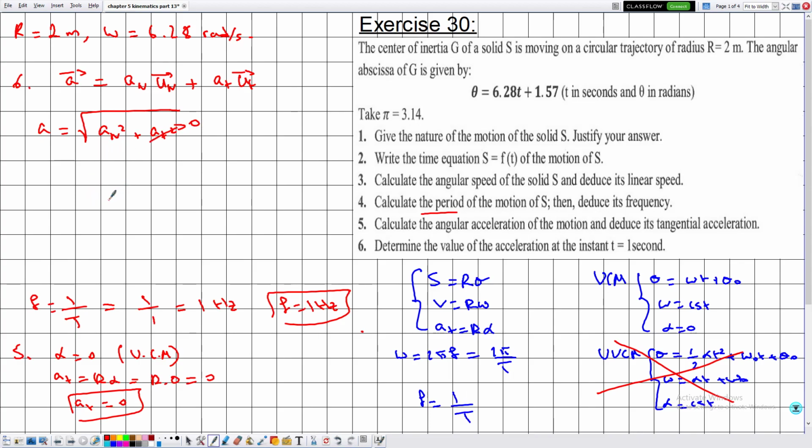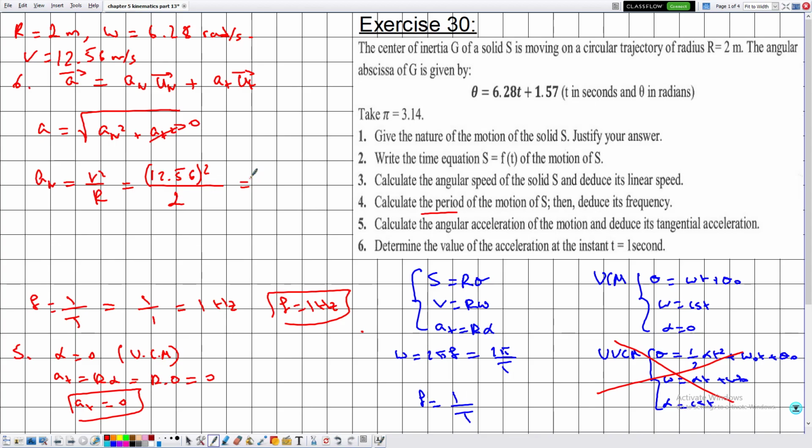What about the normal acceleration? Because we have change in direction due to the motion along the circle, an exists. So an is equal to v squared divided by r. So the value of v that I have erased here is given by v is equal to 12.56 meters per second. So 12.56 raised to the power 2 divided by 2. So this is equal to 78.